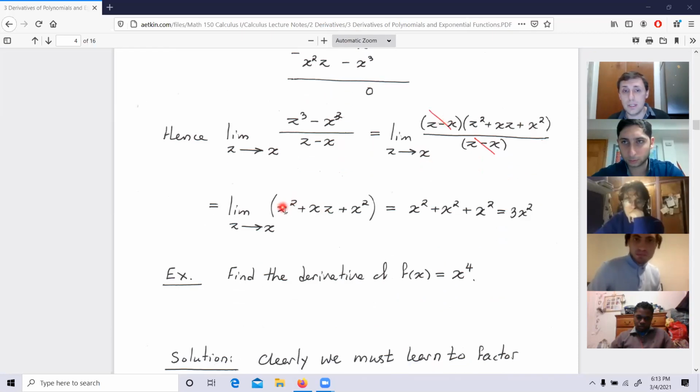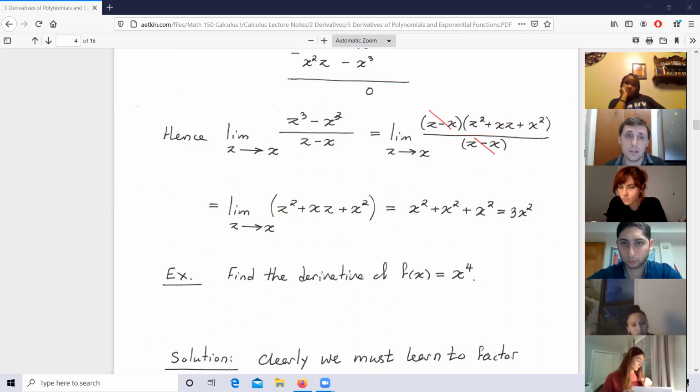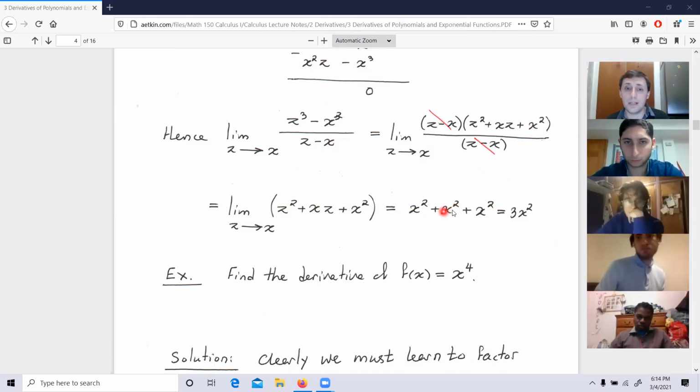Look at what happens here. Do you see that when I take the limit, each z becomes an x now, and I see that it's an addition of x squared 3 times. So I get 3x to the second power.